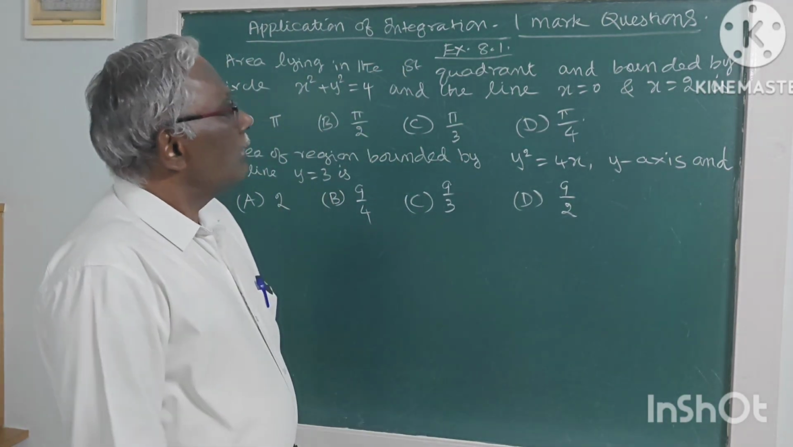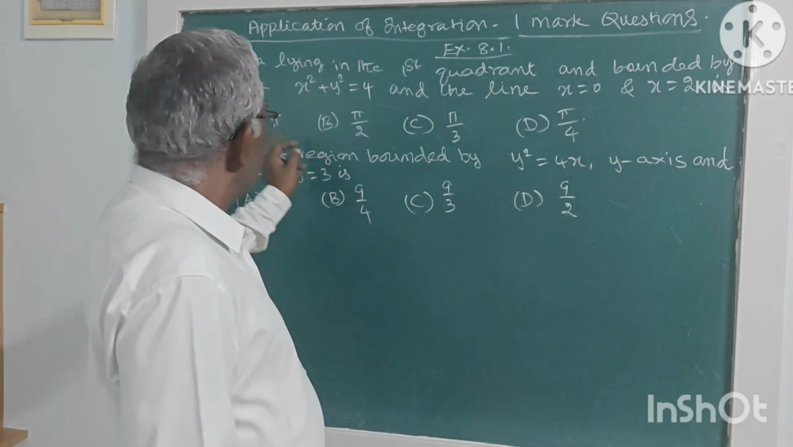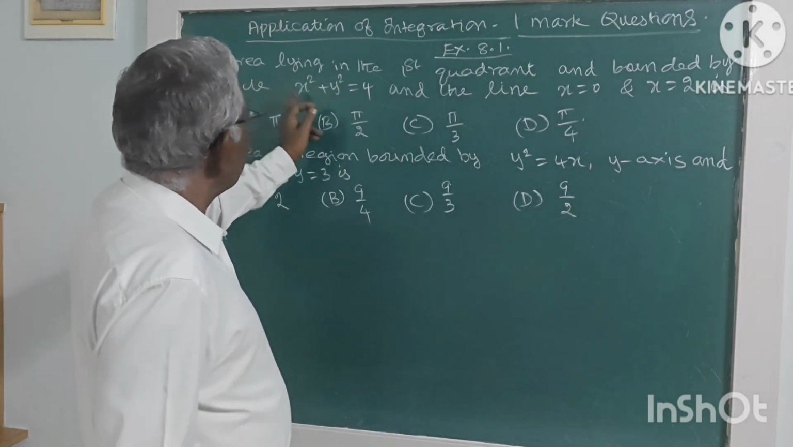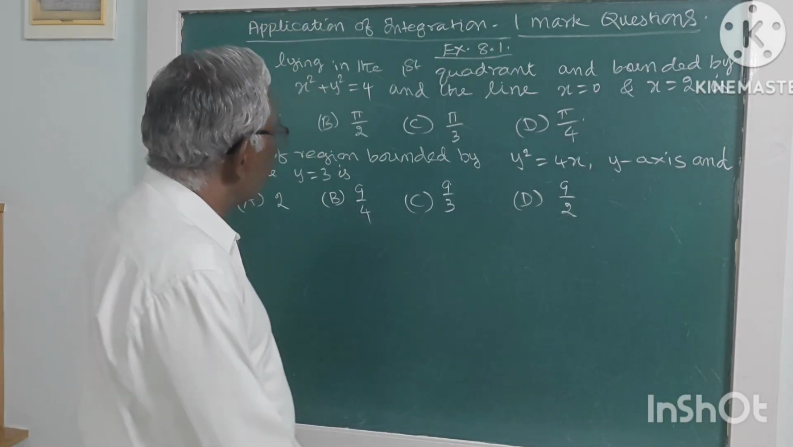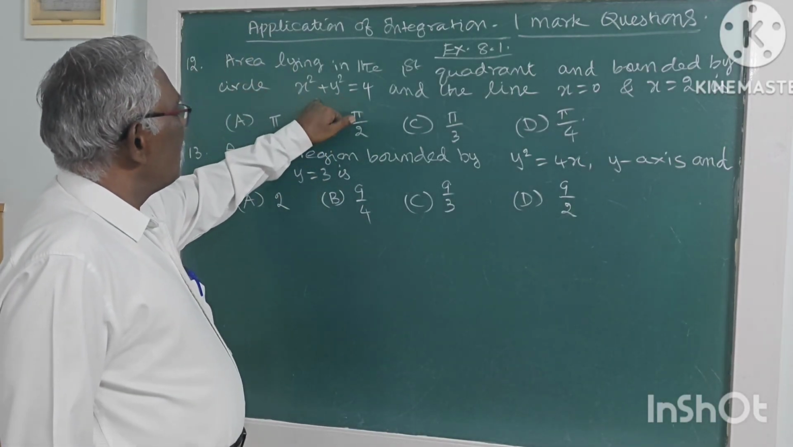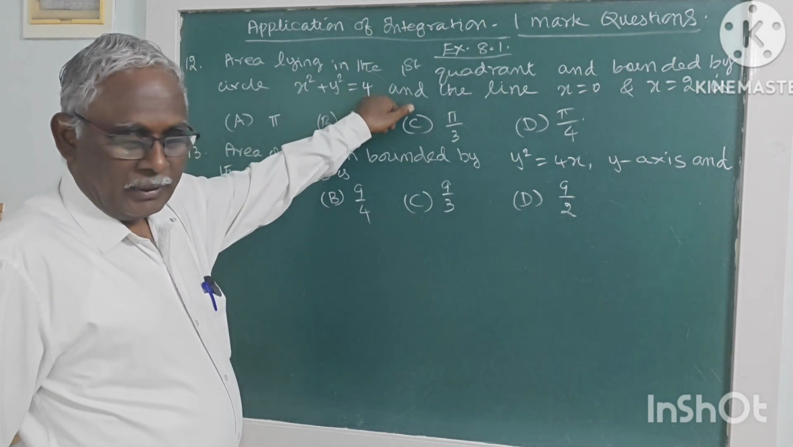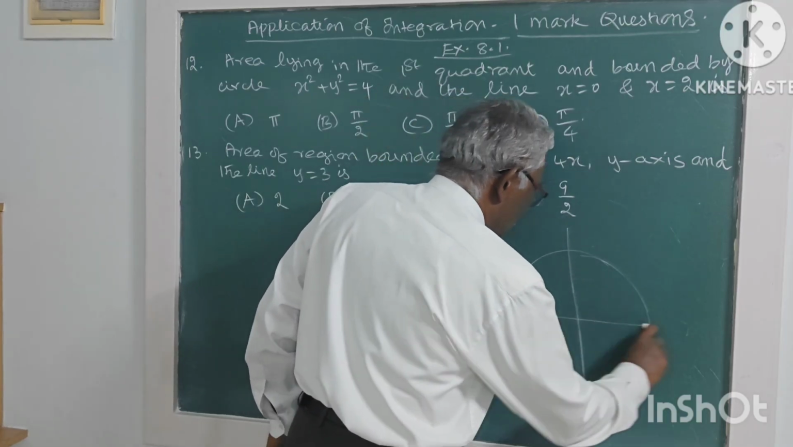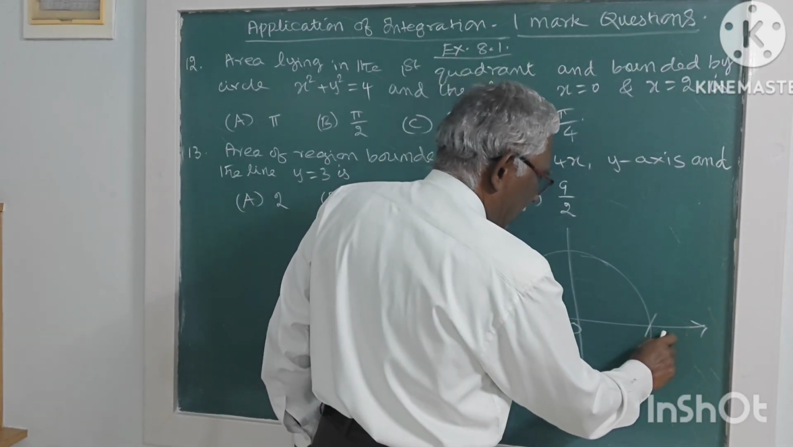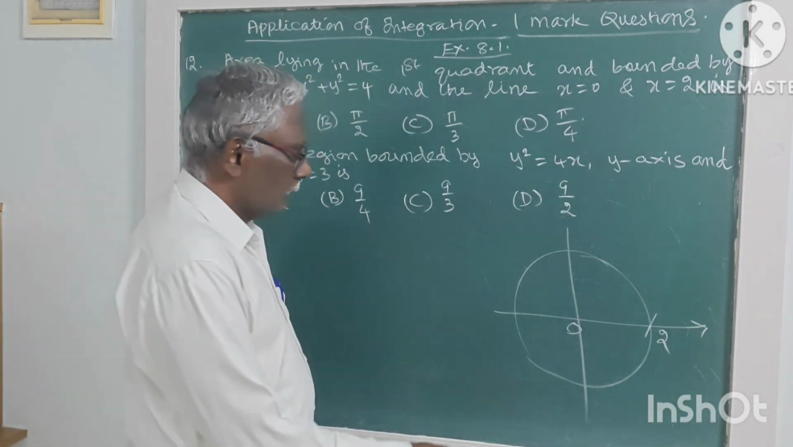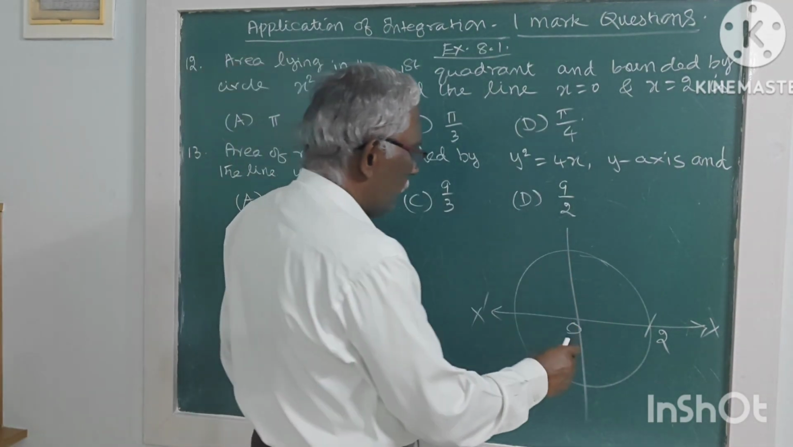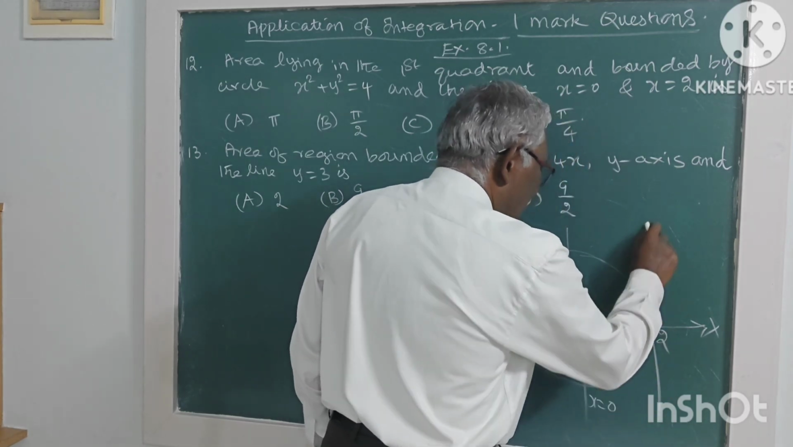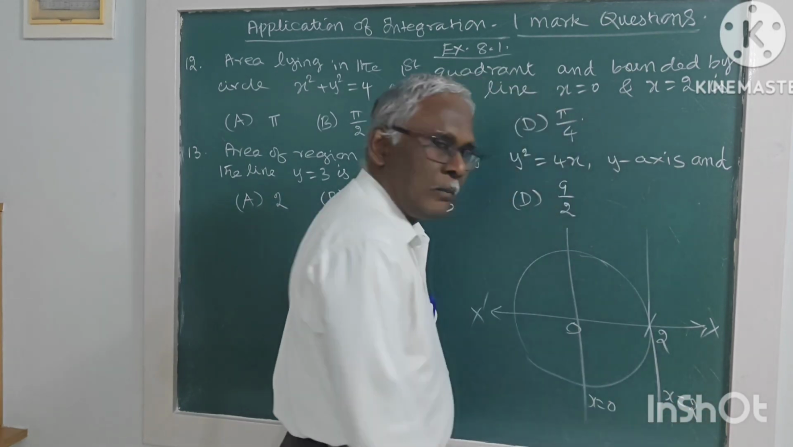In this question, we have to choose the answer, A or B. The area lying in the first quadrant and bounded by the circle x square plus y square is equal to 4. This is centered at the origin with radius 2 units. The equation of the y-axis is x is 0, and this is the line x is equal to 2.